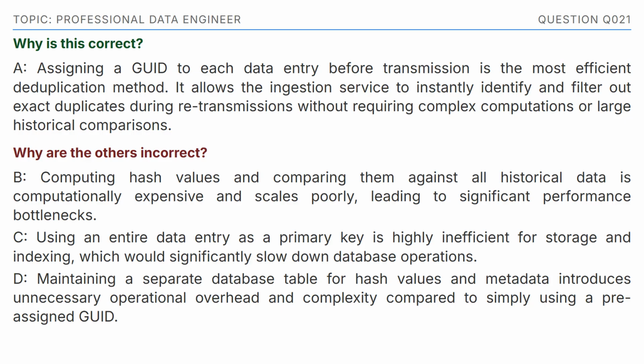B. Computing hash values and comparing them against all historical data is computationally expensive and scales poorly, leading to significant performance bottlenecks. C. Using an entire data entry as a primary key is highly inefficient for storage and indexing, which would significantly slow down database operations. D. Maintaining a separate database table for hash values and metadata introduces unnecessary operational overhead and complexity compared to simply using a pre-assigned GUID.